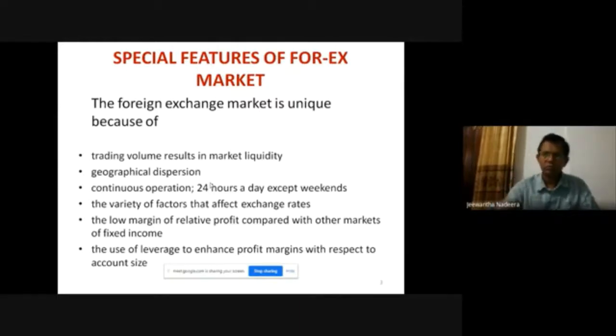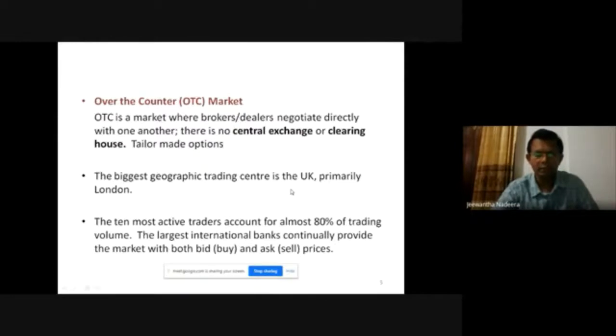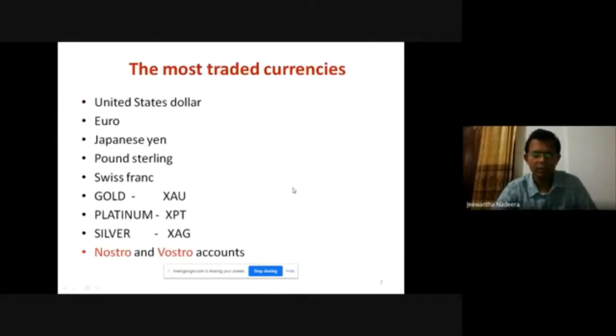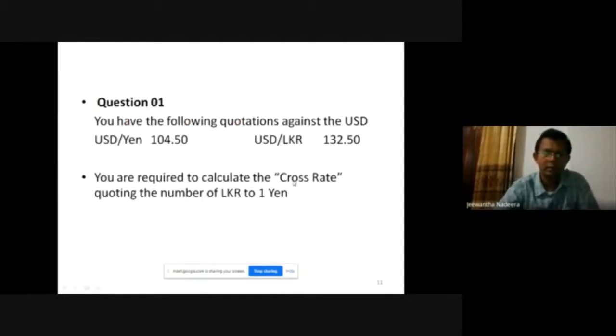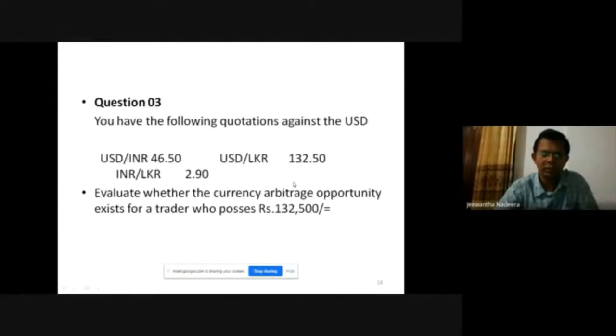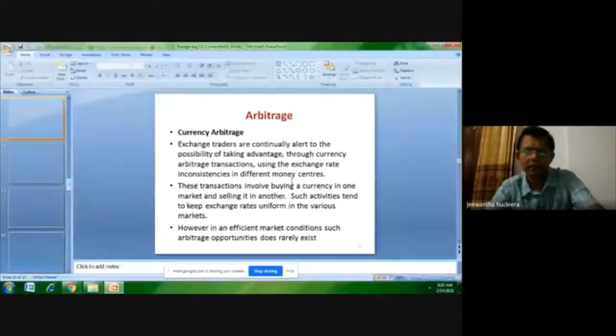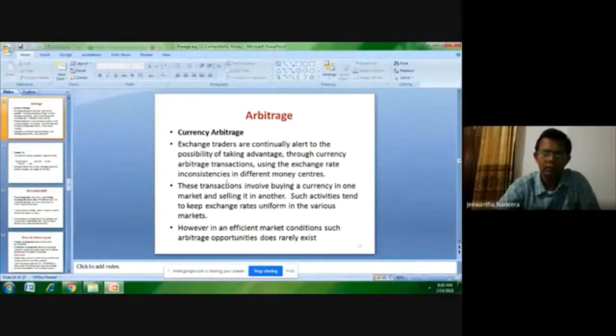Foreign exchange market. Only thing, these questions, of course, I will be taking with you all. One or two questions I'll be taking with you all to do this. Any question you have?